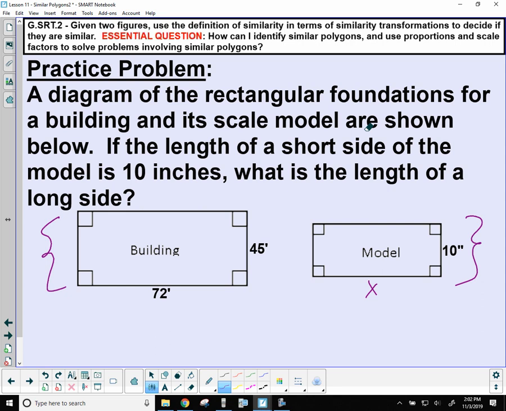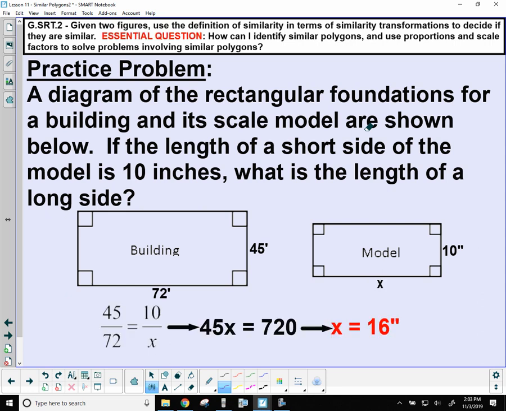Okay, we're back. Here's mine. We did 45 over 72, which should equal 10 over x. Cross multiply. We get 45x equals 720. Divide by 45 and we get 16 inches. Alright, let's see what else we got.